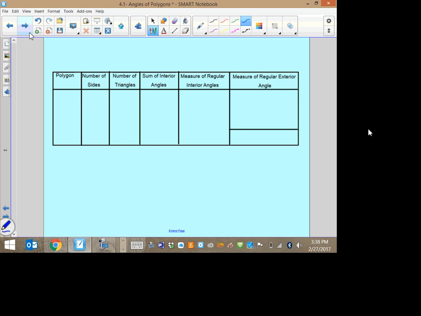So let's say we have a polygon, an n-gon. An n-gon is going to have n sides, the number of triangles. Note our pattern, we get n minus 2 triangles. And then the sum of the interior angles, we multiply our number of triangles times 180. So we get 180 times n minus 2. And then we take the sum and divide it by our number of sides. So 180 times n minus 2 divided by our number of sides for the measure of regular interior angles.